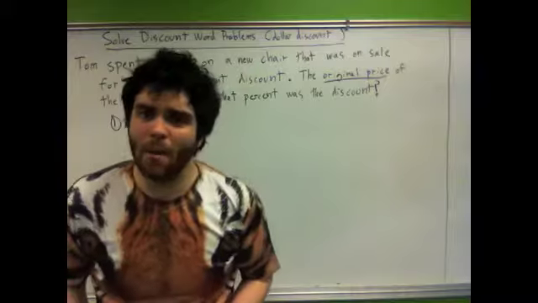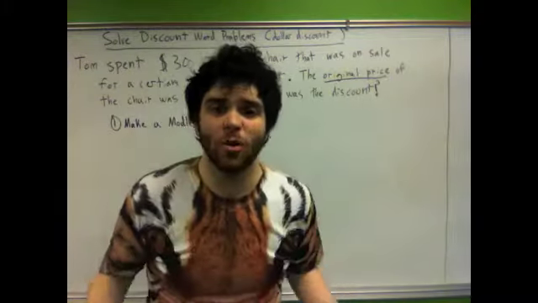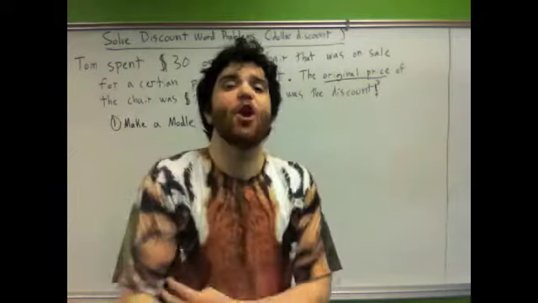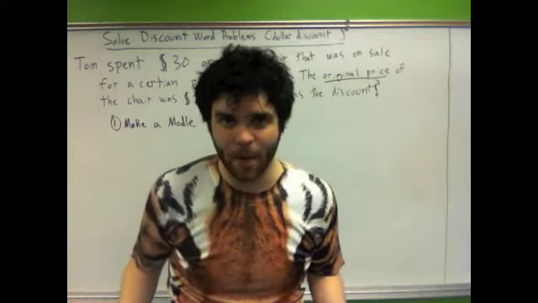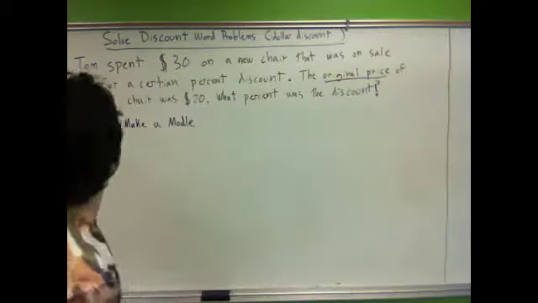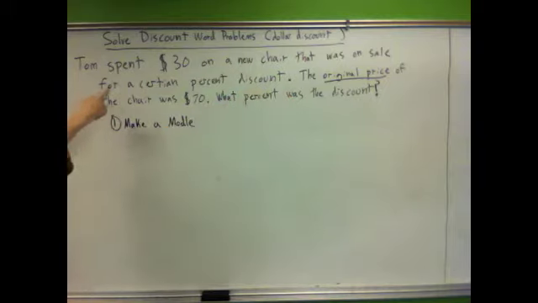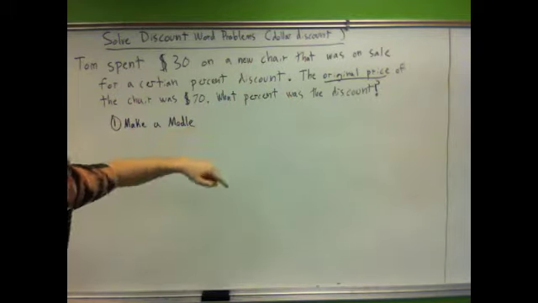At the top of our model, always, always, always is going to go the original price, the total price, the whole price of the thing. So let's see if we can find that. We're going to read the word problem again. Tom spent $30 on a new chair that was on sale for a certain percent discount.